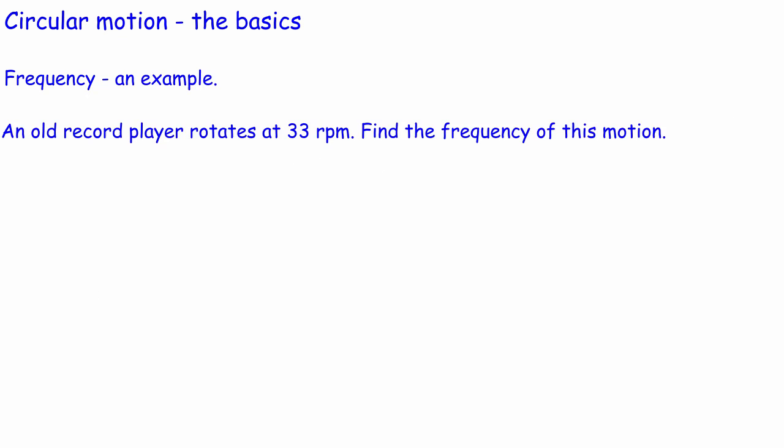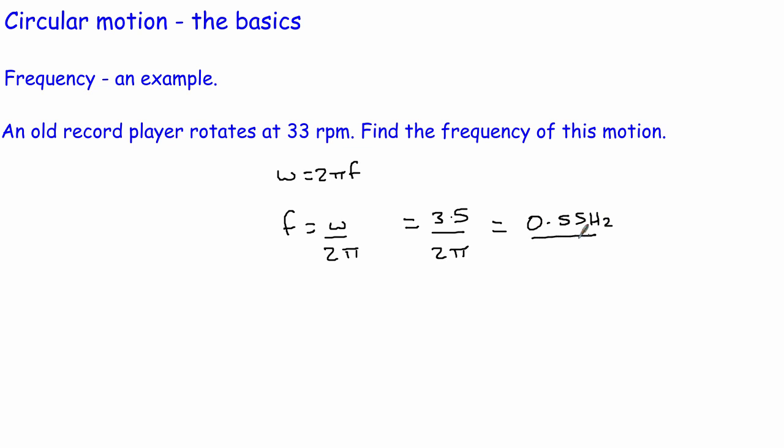So finally, let's go back to our record. It's still rotating at the same speed. I want the frequency of this motion, so I just do the same thing again. I write down my equation that I've just looked at. So omega equals 2 pi f. So I can rearrange this. f equals omega over 2 pi, because I'm actually wanting the frequency. I know that omega is 3.5 because I worked that out right at the beginning. So I just put that into my equation, and I end up with 0.55 hertz. So my frequency is just 0.55 hertz.